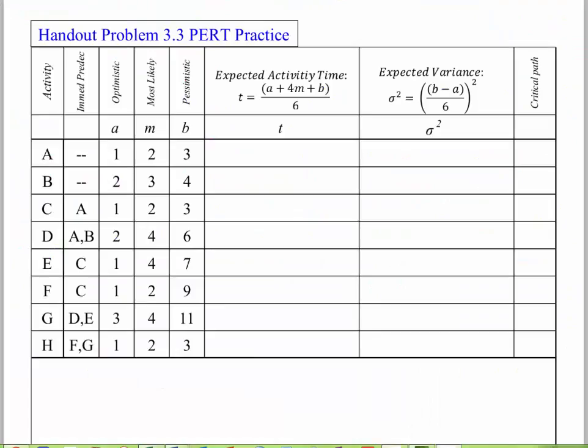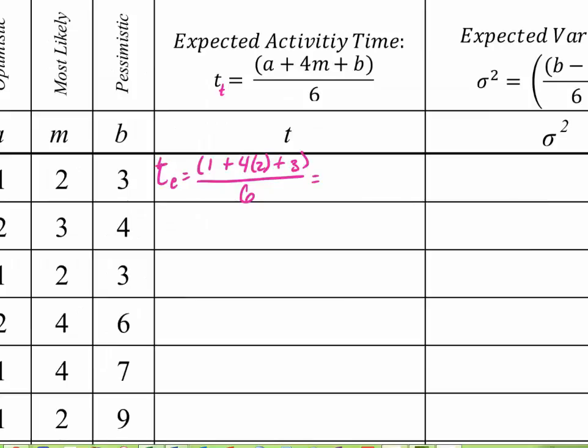So here we are with our project, and we're going to calculate the things I was just talking about. The first thing we're going to do is calculate the expected time for A. I wrote out that the expected time for A is going to be 1 plus 4 times 2 plus 3, using this formula. A is here, M is here, and B is here. A question I often get is whether the 4 is always 4. Yes, it is always 4. It's a constant in this equation, and the 6 is also a constant.